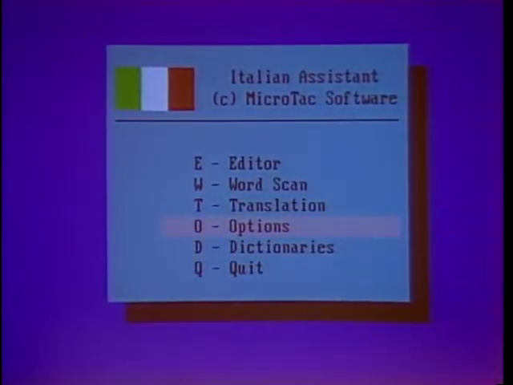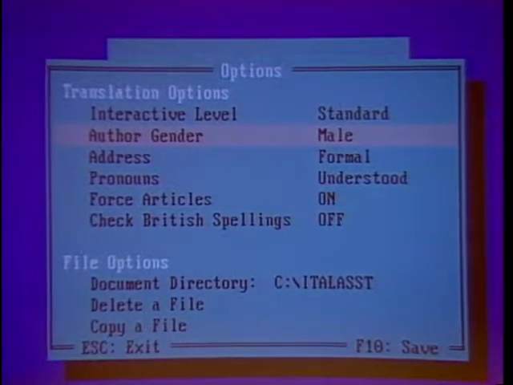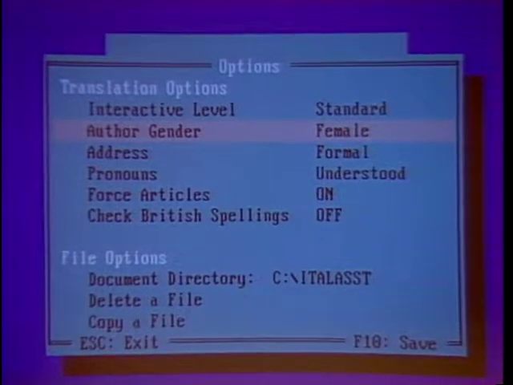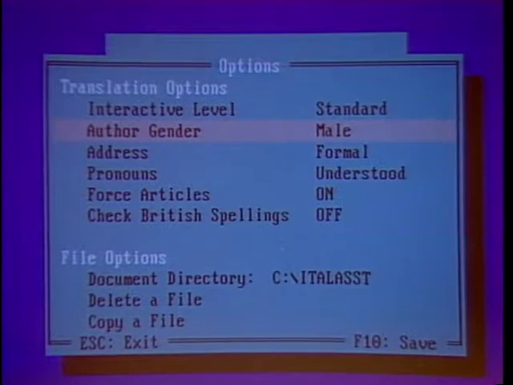So a couple of options that you'd probably want to set before you began to translate. For example, the author gender. If the author is a woman, that would be different if you translated the sentence, I am angry, than say if you were a man. So it'll automatically pick the right gender for the speaker. Exactly.